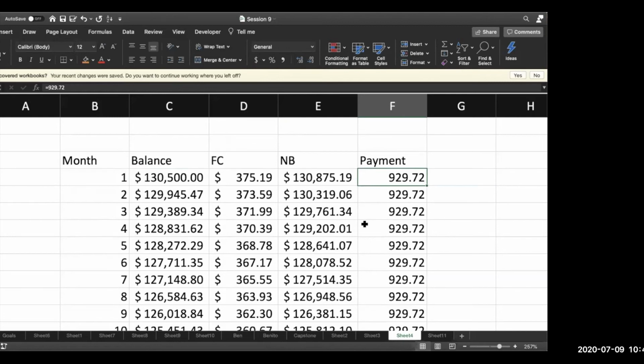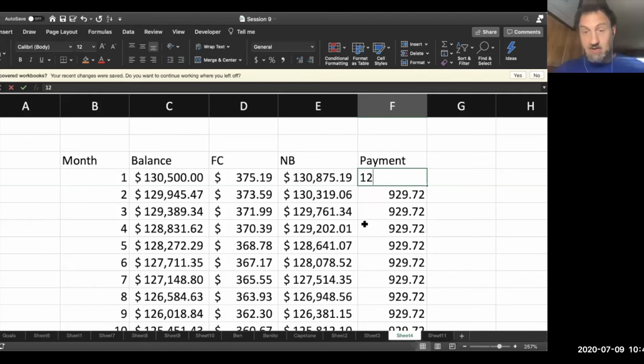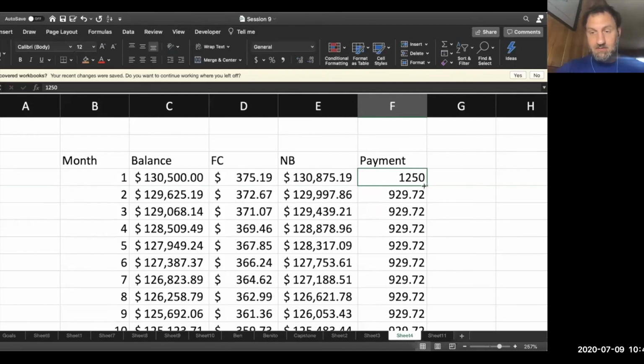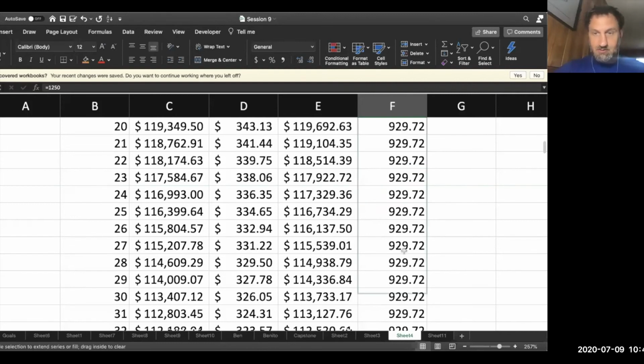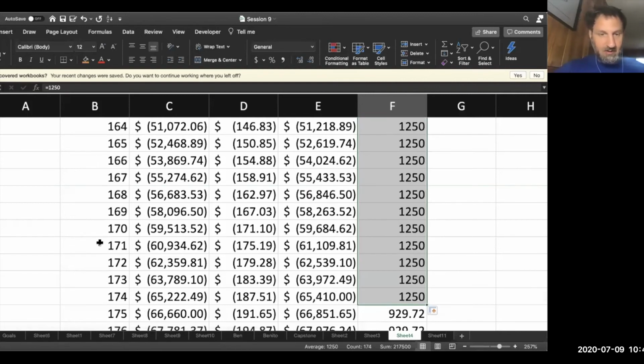1,250. Okay, that is a considerably higher payment, but you're putting an extra $300 a month on it. Let's see how much of a difference that makes. Okay, so I'm going to update this column here. Holy Moses. All right, we've already paid it out. We went way over where we needed to be.